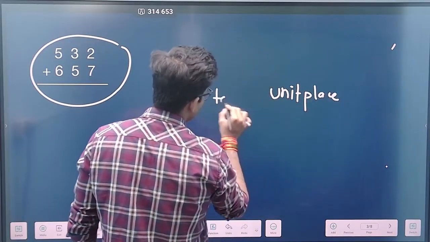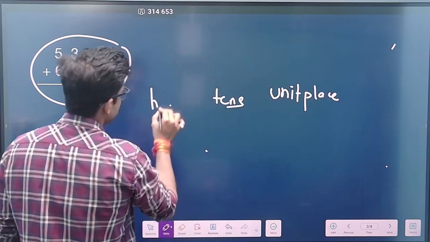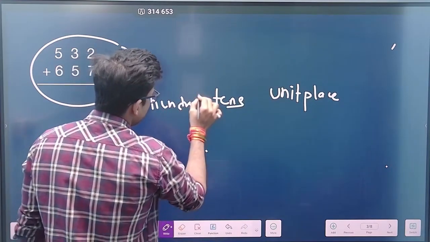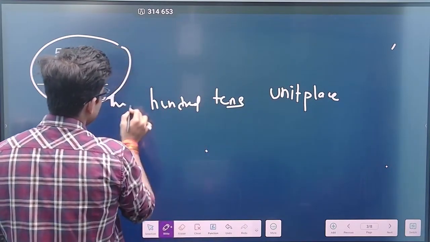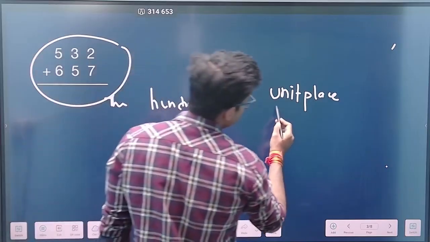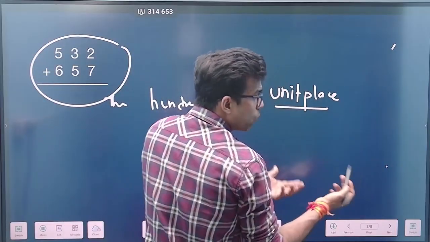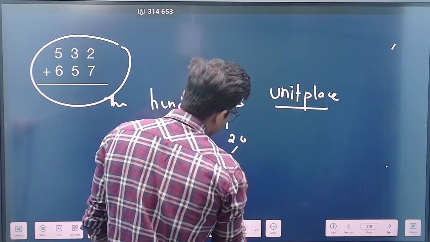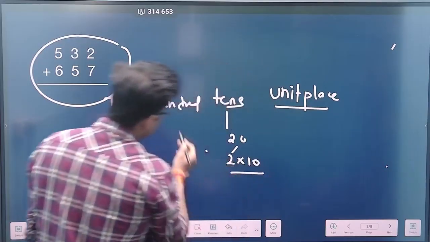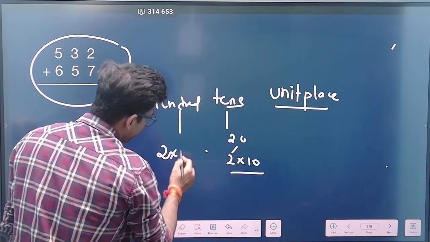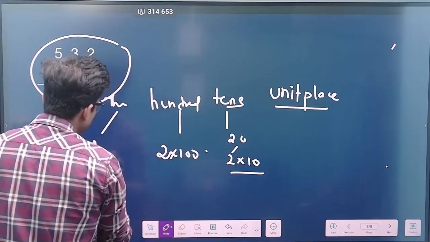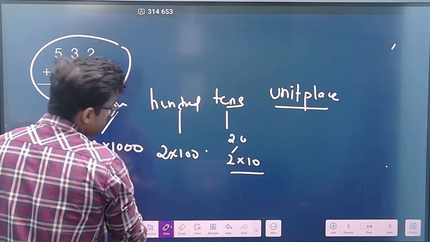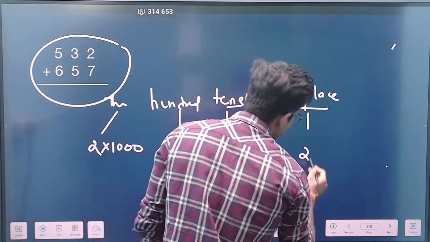Then we have tens place, correct? Then we have hundreds place, correct? Then we have 100 place, and then we have 1000 place, correct? Now you will see that the unit place contains any number. Tens place contains, like if it is 20, this is 2 into 10, correct? Now 2 into 10. This is nothing but 2 into 100. This is nothing but, let's say, 2 into 1000, correct? And this is nothing but 2 into 1.